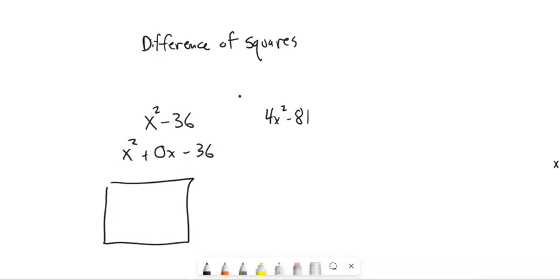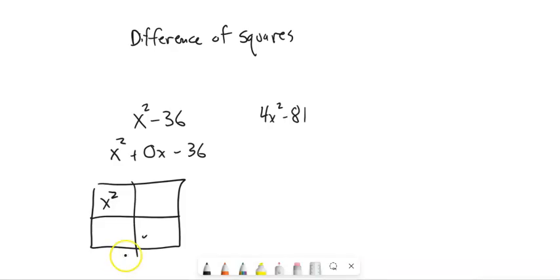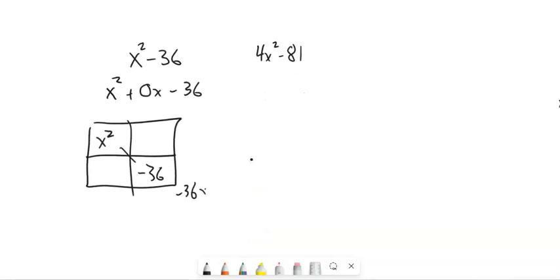Okay. X squared goes here. Negative 36 goes here. And I know that this times this is negative 36x squared. So I need things that multiply to that, and they add to the middle term. And notice it looks like there is no middle term, but that just means it's a 0. So it must add to 0x. So things that multiply to negative 36 and add to 0, you might see it right off the bat. You just might be methodical about it.